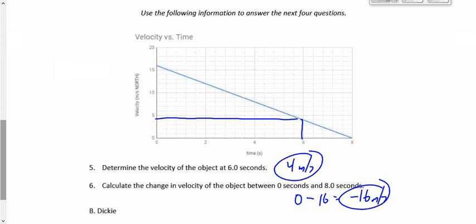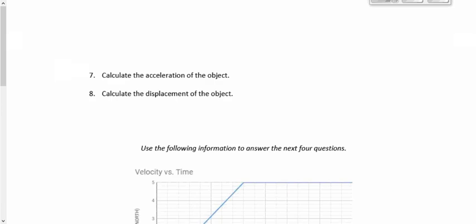It's negative 16 meters per second. Or what else could you have said besides negative 16? What's the other way you could have expressed that and done it correctly? 16 to the south, somebody said, yeah. It's positive 16 to the south would have worked just fine as well. Next one, 7. What's the acceleration of the object, and the displacement of the object?